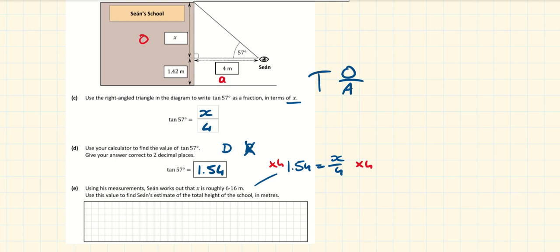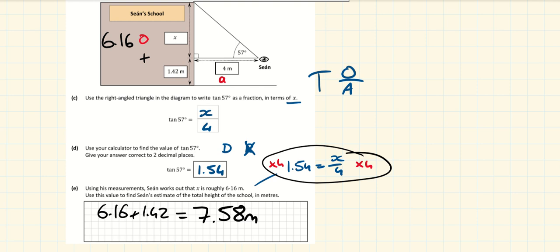But use this value to find the total height of the school. So if x is up here, we see 6.16, and then you're just literally adding 1.42. So 6.16 plus 1.42 is going to give us 7.58 meters. Okay, so that's not so much trigonometry, but if you were asked to find x, that's how you would have done it. You'd have multiplied each side by 4. Okay, so that's ordinary level.